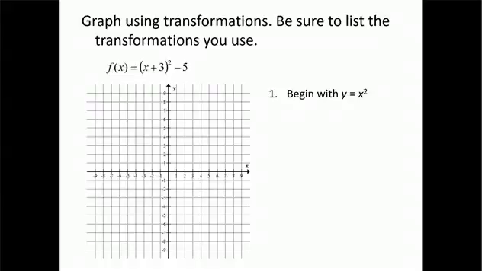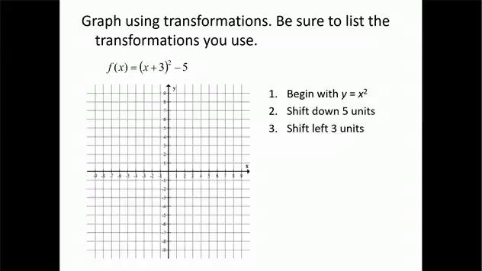Adding 3 directly to the x results in a horizontal shift. We know the horizontal shift is 3 units to the left. Subtracting 5 outside of everything results in a vertical shift. So we're going to shift 5 units down. So we'll shift 5 units down and 3 units to the left.